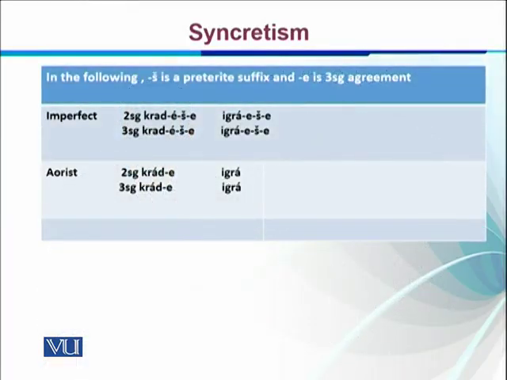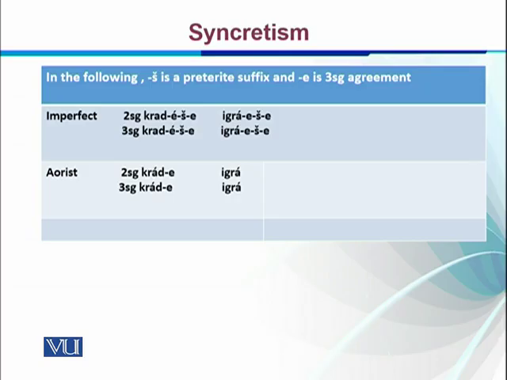If we look at this, these are some examples of imperfect. For example, second person singular, crad ec. So the ec is a preterite suffix. Preterite suffix refers to past tense, and a is a third person agreement, like third person s in English. So you can see these two forms, to steal and to play, right? Similarly, aorist form will be second person crade and third person singular will also be crade. Similarly, igra and igra.